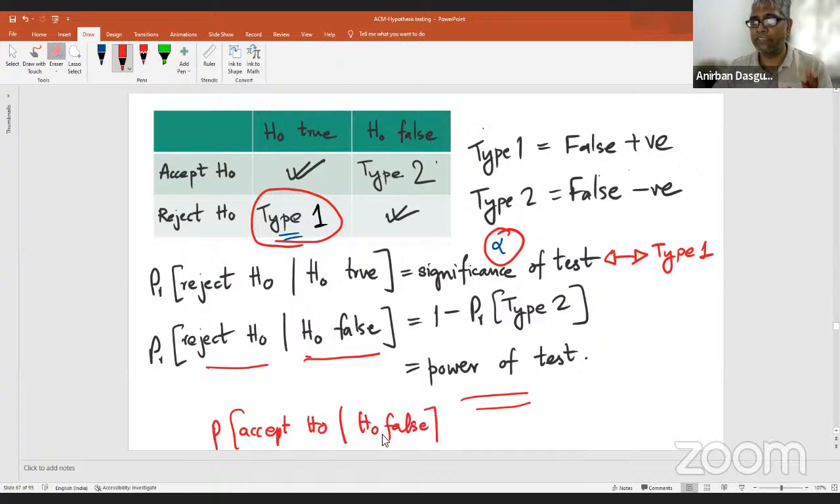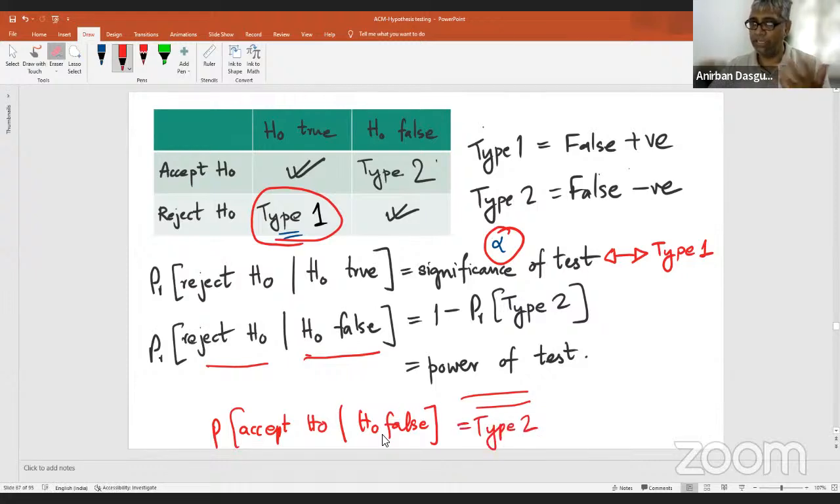The power of the test is kind of like recall. What is the probability of rejecting H0 if H0 is false? That is the power of the test. And the type 2 error is 1 minus the power. Okay, it is written correctly.